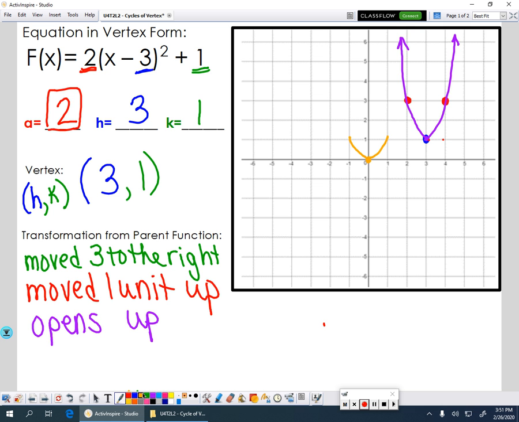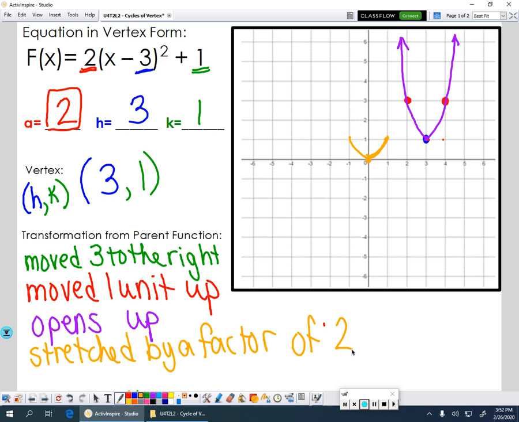In our original parabola, my a value was 1. It had a run of 1 and a rise of 1. We can see this one was stretched because now our rise is 2. It's like we stretched our parabola up taller. So what we would write is that this parabola was stretched by a factor of 2. And the factor that it gets stretched by just matches your a value. So, stretched by a factor of 2.